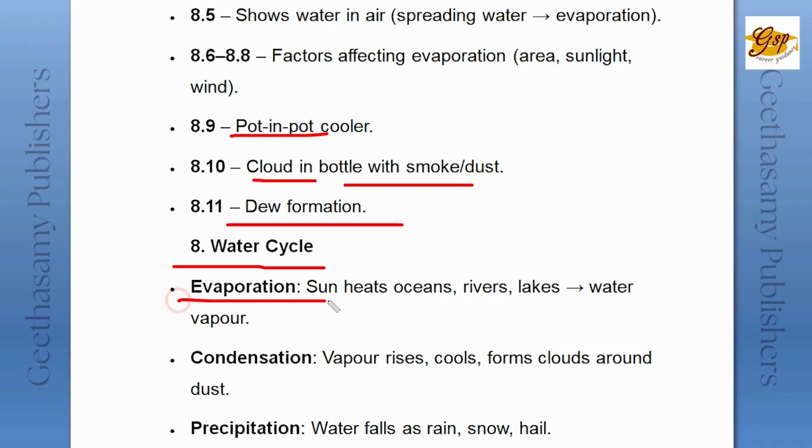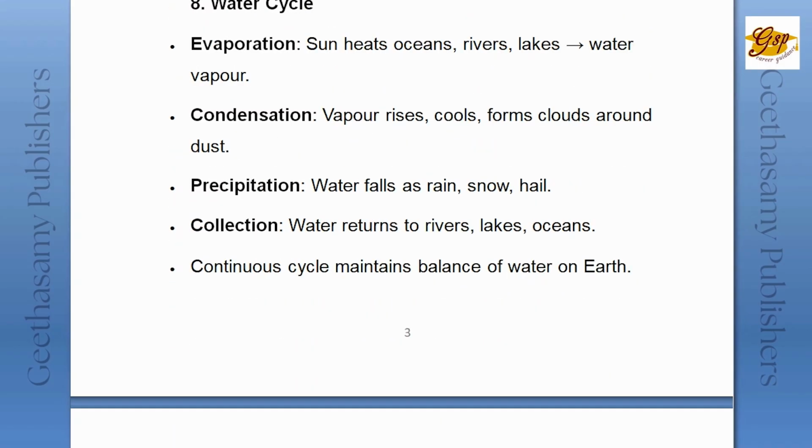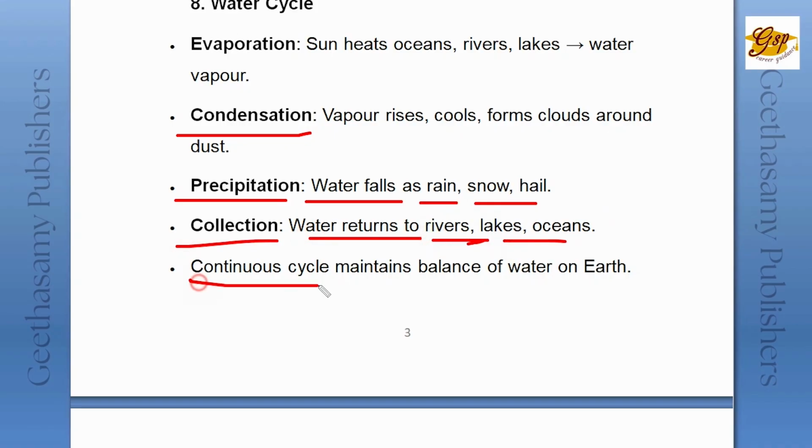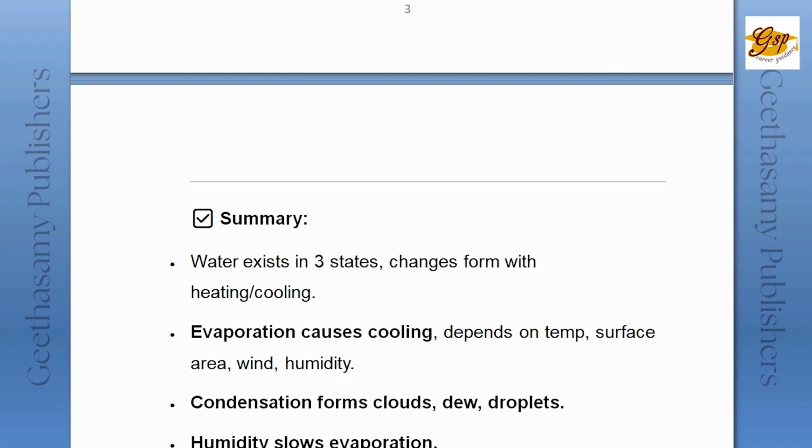and then the water cycle, that is evaporation, the sun heats oceans, rivers, lakes and makes water vapor; and condensation, vapor rises, cools and forms clouds around dust. Then you have precipitation, that is rainfall, water falls as rain, snow, hail; and collection, that water returns to rivers, lakes and oceans; and a continuous cycle maintains balance of water on the earth.